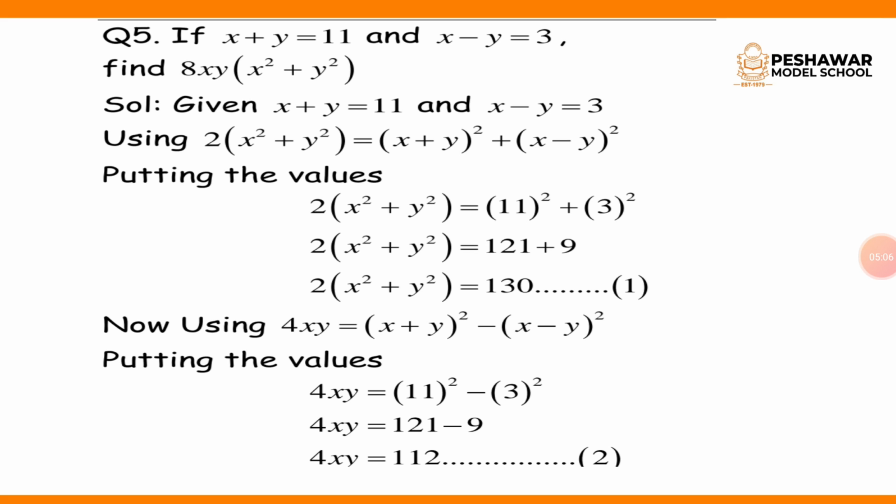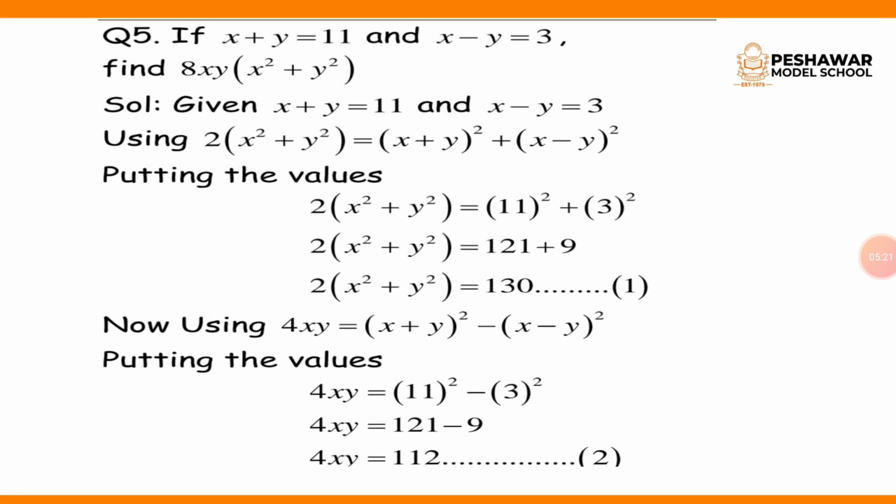Now using 4xy is equal to x plus y whole square minus x minus y whole square, which is formula number 4. After putting the values, 4xy is equal to 11 square minus 3 square. 11 square is 121 minus 9, which is equal to 112.